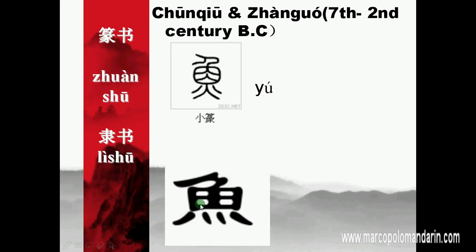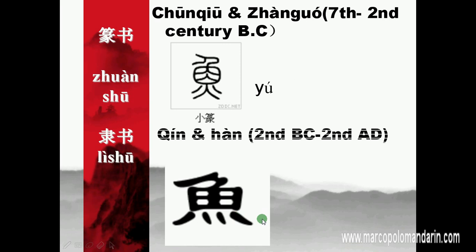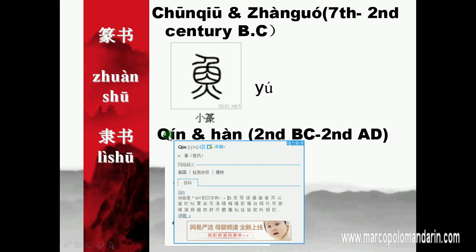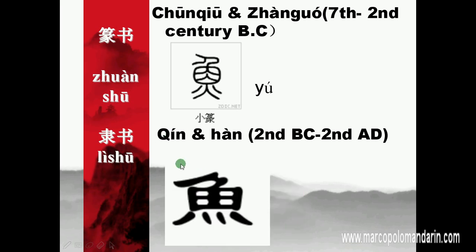This is a fish from 隶书. 隶书 was used in the Qin and Han dynasties. Qin was the dynasty of the first emperor in China, and the next dynasty was called Han. This period was between the 2nd century BC and the 2nd century AD.